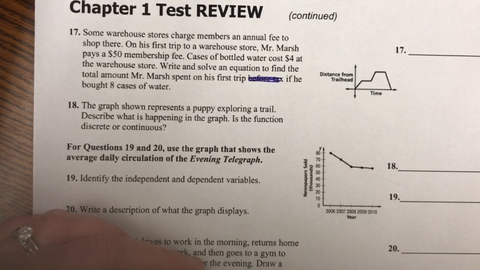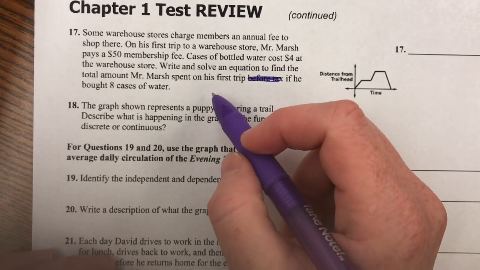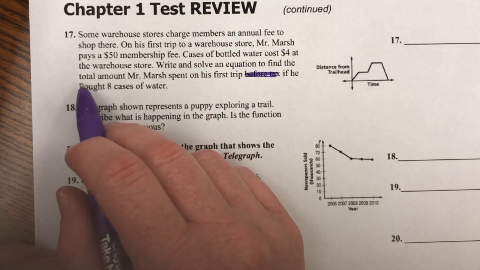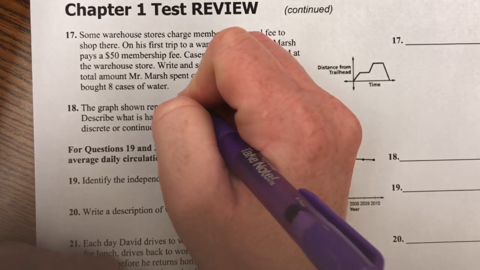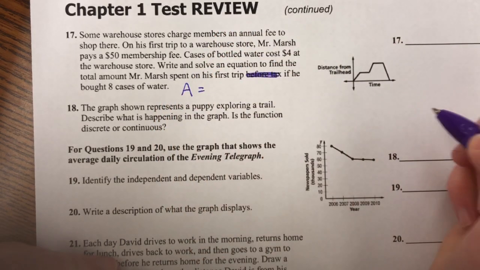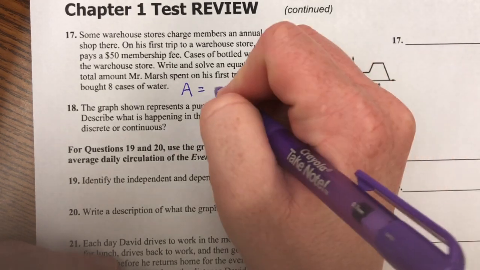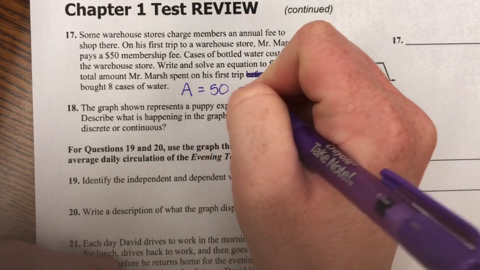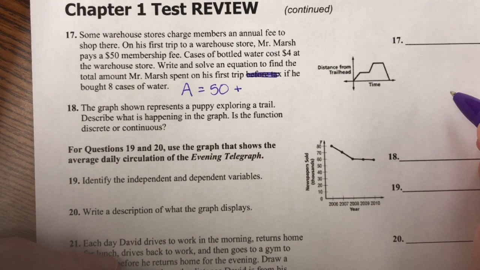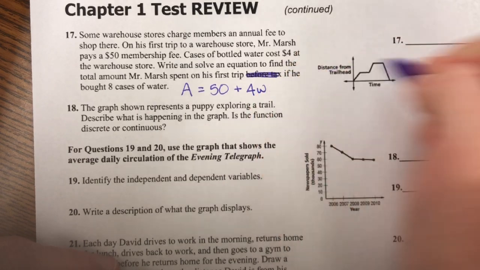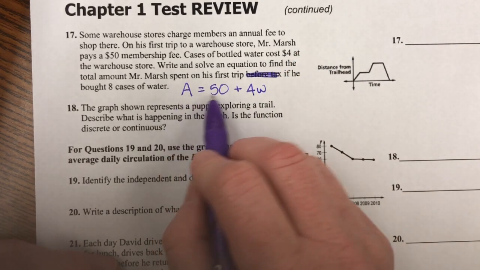Ignore the tax. Okay, so for our equation here, what are we looking for? The total cost. Find the total amount. So we're going to say the total amount equals, he paid a membership fee one time, 1 year, right? So $50, plus he buys cases of water, and each case of water is $4. So we're going to say 4W. So that's our equation.